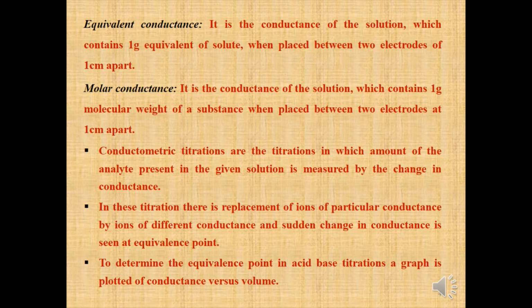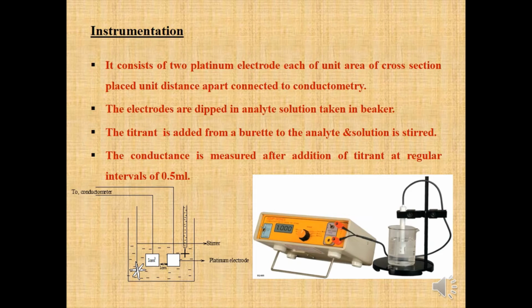Next is the instrumentation for conductometry. It consists of two platinum electrodes, each of unit area of cross section, placed at unit distance apart, connected to a conductometer. The electrodes are dipped in an analyte solution taken in a beaker. Next, the titrant is added from the burette to the analyte solution and stirred continuously. The conductance is measured after addition of titrant at regular intervals of 0.5 ml. We can see in the diagram the conductometry setup. This is the conductometry instrument and this is the electrode which is dipped into the solution.